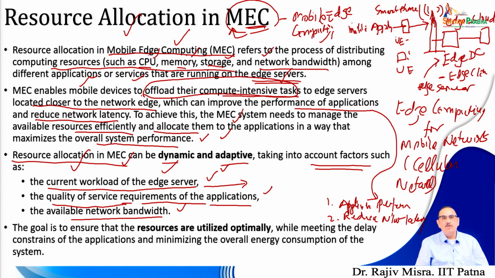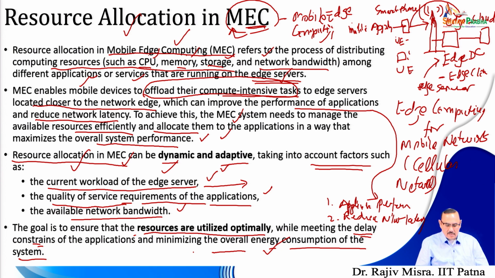So, the goal is to ensure the resources are utilized optimally while meeting the delay constraints of the application and minimizing the overall energy consumption of the system. Why is energy consumption an important criterion in mobile edge computing? Because once the user equipment offloads its task to the edge server, it can save the remaining energy of that mobile phone. It can live longer before it needs to be recharged again.